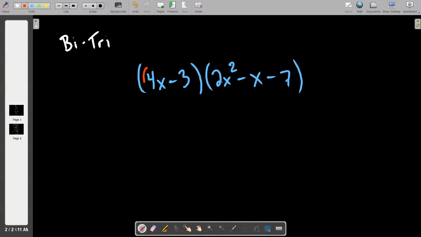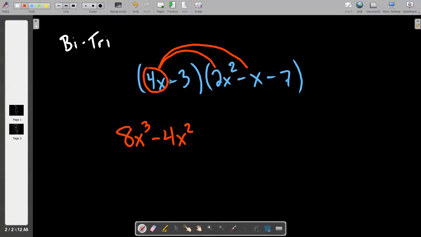I'm going to go back to saying, okay, worker number 1, your name is 4x. And all the things I'm about to write in red are a result of him doing his work. So when I take 4x and I multiply it by 2x squared, what do I get? 8x cubed. Shoot, well done. And then when I take 4x and I multiply him by negative x, what do I get?